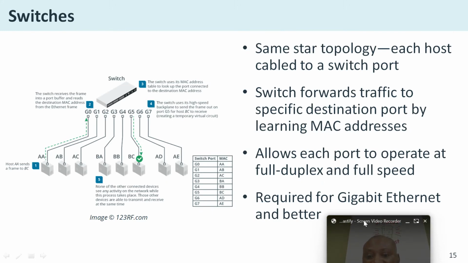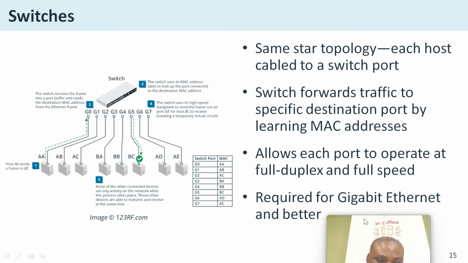By doing that, it always breaks collision domains. So there's no collision in the switch network. The switch is very sensitive. And again, just like the hub, it's in a topology called star topology.